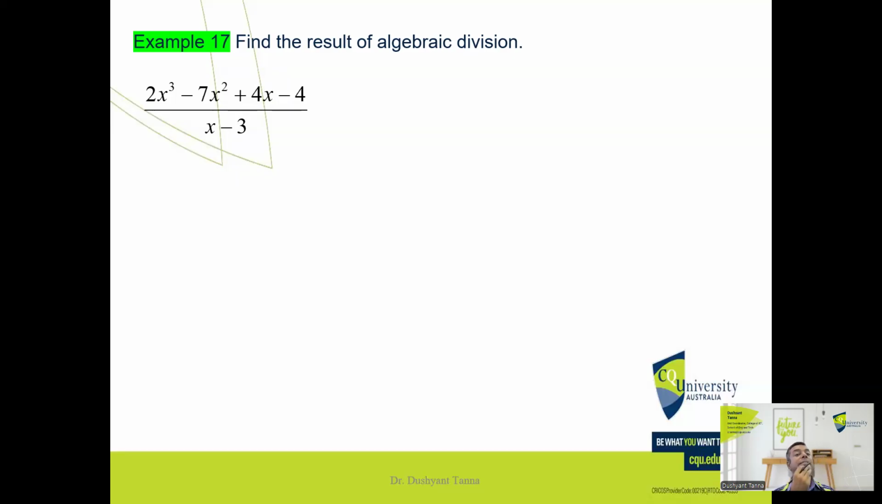If you can factorize this numerator by some fancy way, and if it turns out that x minus 3 is a factor, your job is done. But how do we know? We don't know that. So we'll start with the normal algebraic division. So what we do, we keep this: 2x^3 minus 7x^2 plus 4x minus 4, divided by x minus 3.